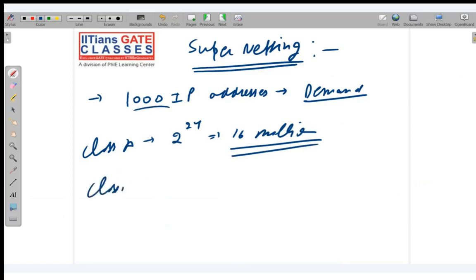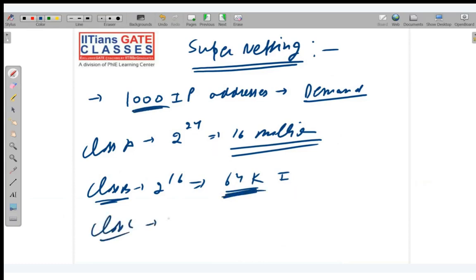If you give class B, you give 2 power 16 IP addresses, approximately 64k. You want just 1000, so why give 64,000? Class C gives 2 power 8, that is 256. You will give 256, but you want 1000. So you cannot give class A, class B, or class C. What is the best idea?